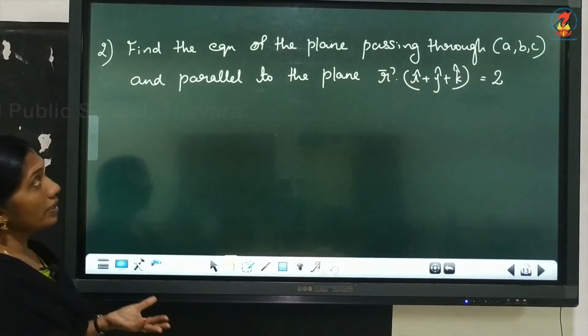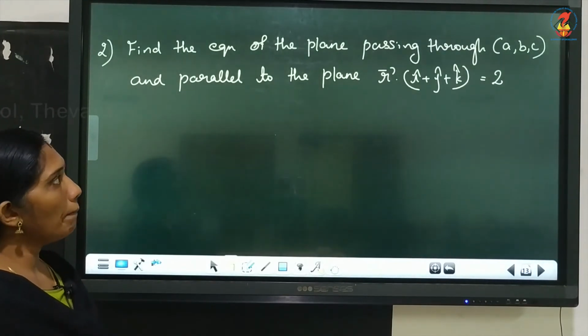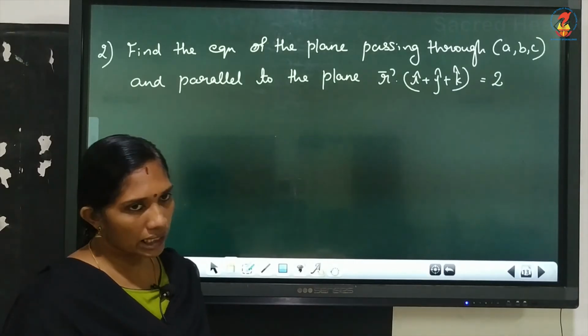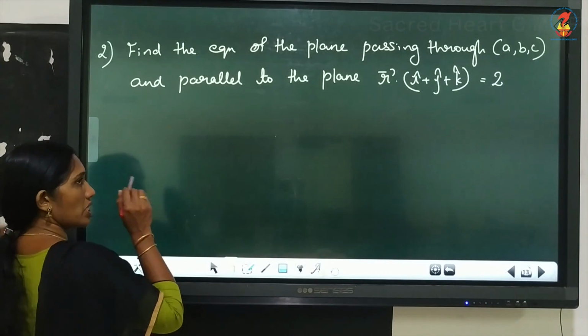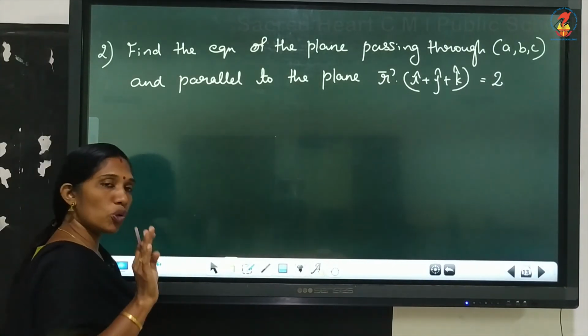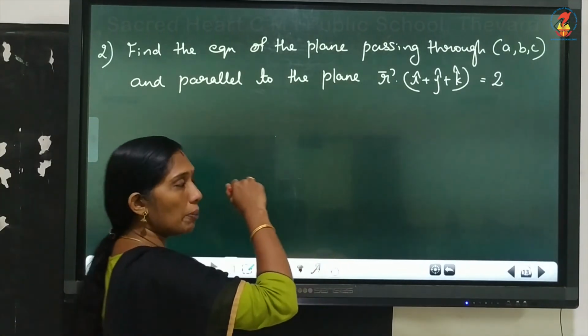The next one, find the equation of the plane passing through a point and parallel to the plane. Equation of the plane passing through a point. And here it is not vector equation, it is equation. So we can write the Cartesian form. So required equation, what is the format? First you have to write the format. Which form we use? We have 4 types of equation. But here the plane is passing through a single point.